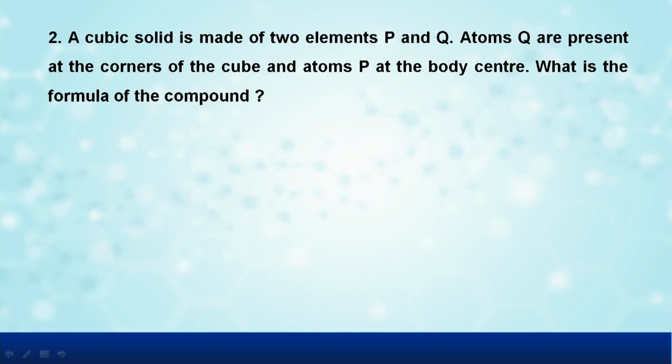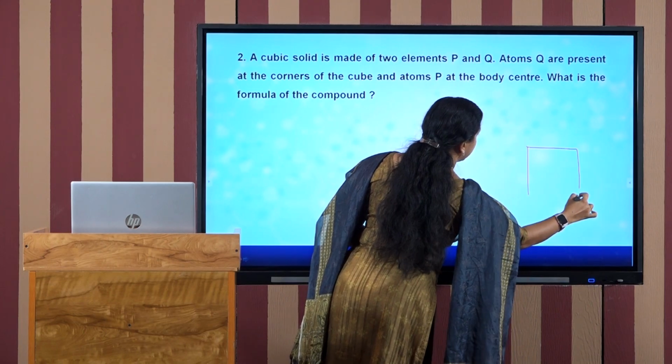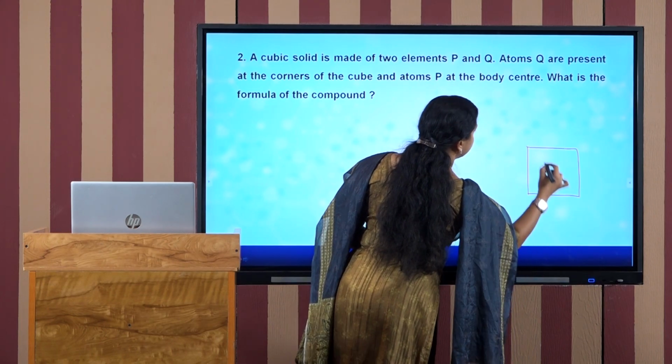A cubic solid is made of 2 elements P and Q. Atoms Q are present at the corners of the cube and atoms P at the body center. What is the formula of the compound? Again, we have to find out the formula of the compound. So, let us again draw a cube in order to picturize the position of P and Q.